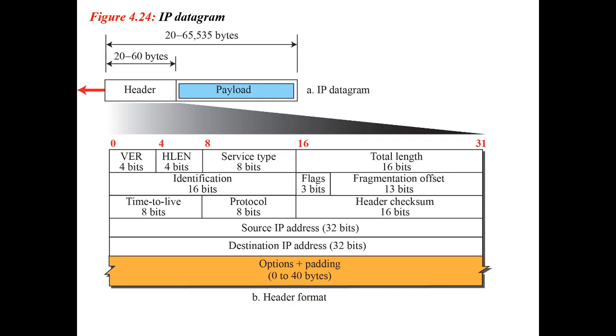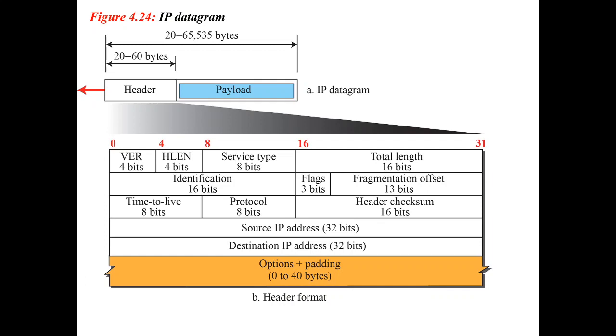This field allows different types of IP datagrams to be distinguished from each other. Example, it is used to distinguish real-time datagram, that is IP telephony application, from non-real-time traffic, example FTP. Total length is of 16 bits, which consists of header length and payload. So its maximum is 2 raised to 16, that is 65,535 bytes.